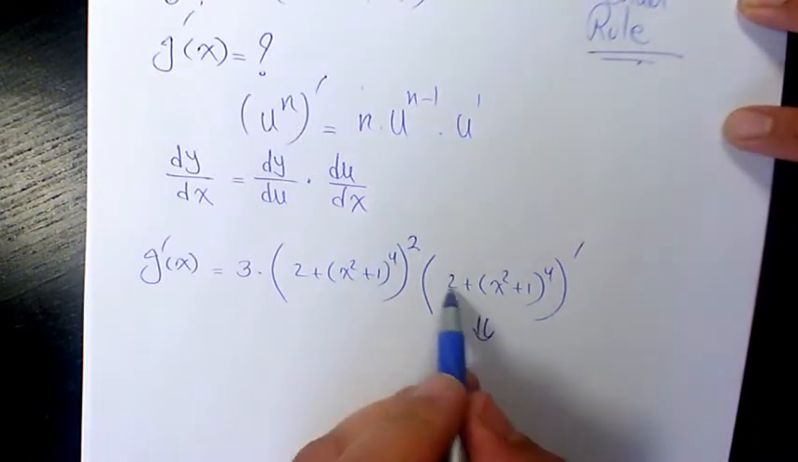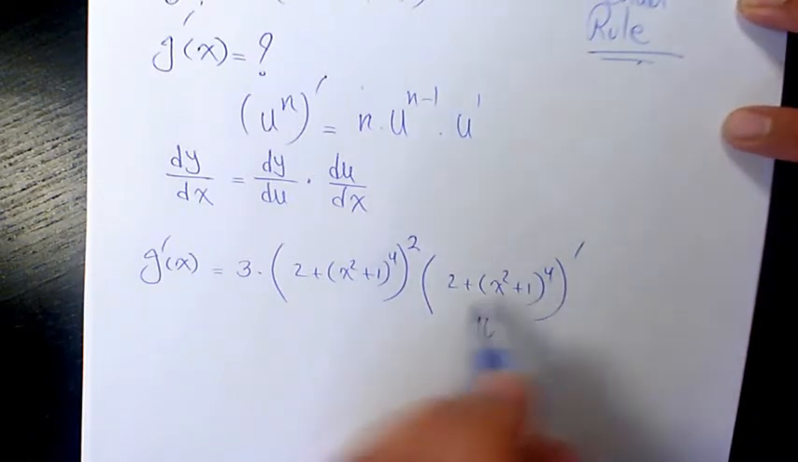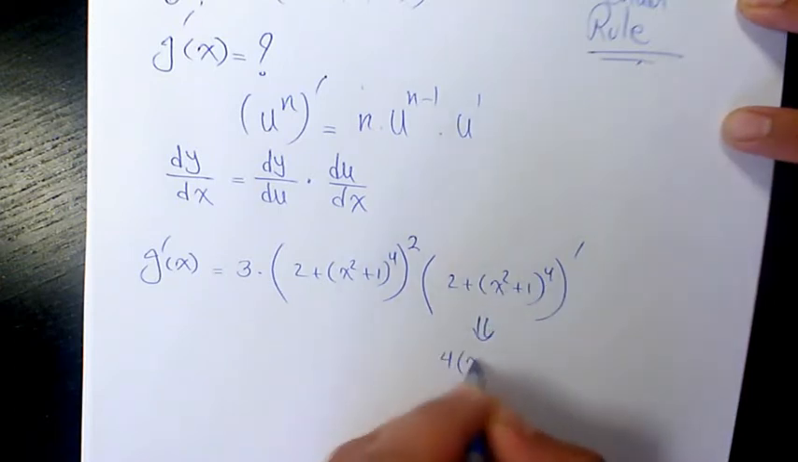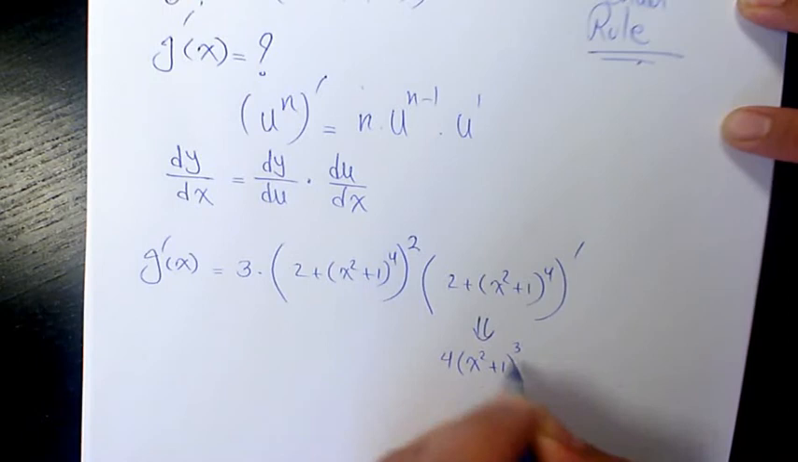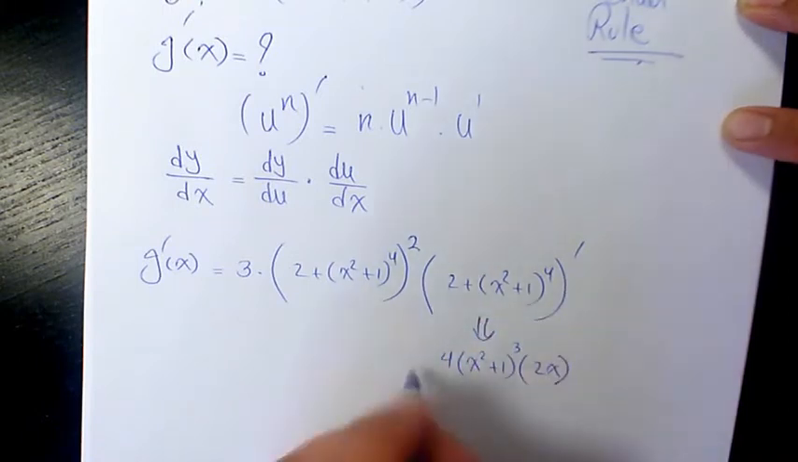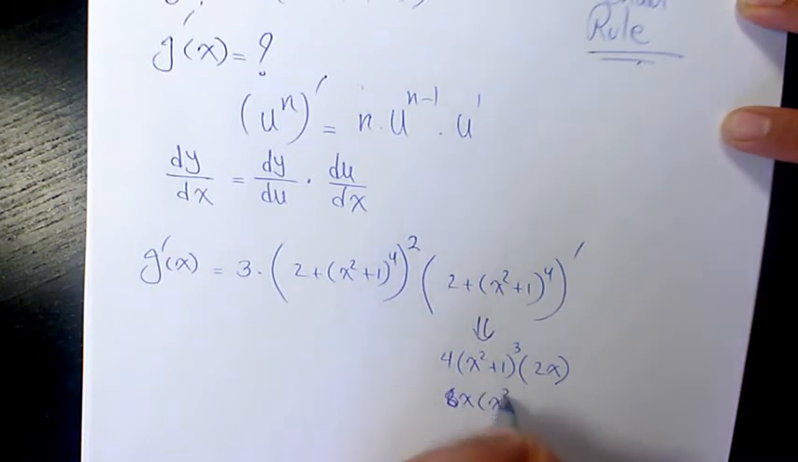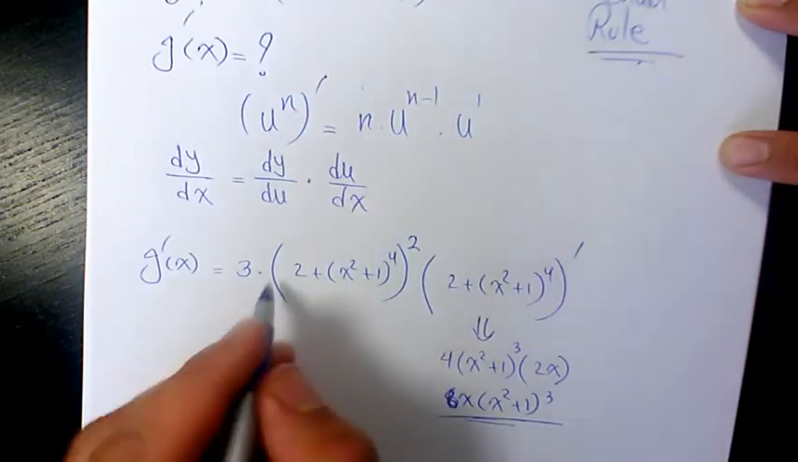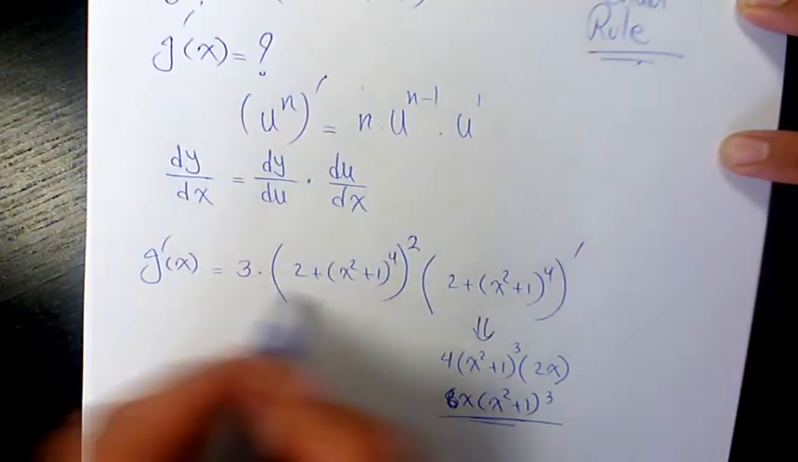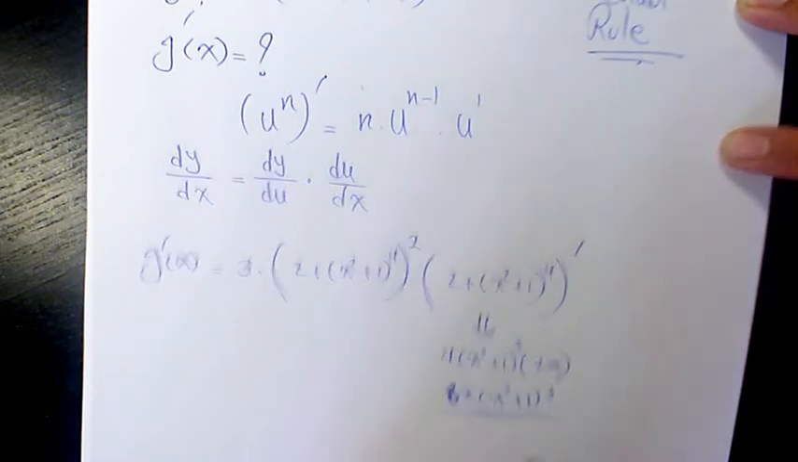So the derivative of 2 is going to be 0, and the derivative of (x² + 1)⁴ is going to be 4 times (x² + 1)³ times the derivative of x² + 1, which is going to be 2x. So that's going to be 8x times (x² + 1)³. So that's going to be 3 times this expression times this expression.